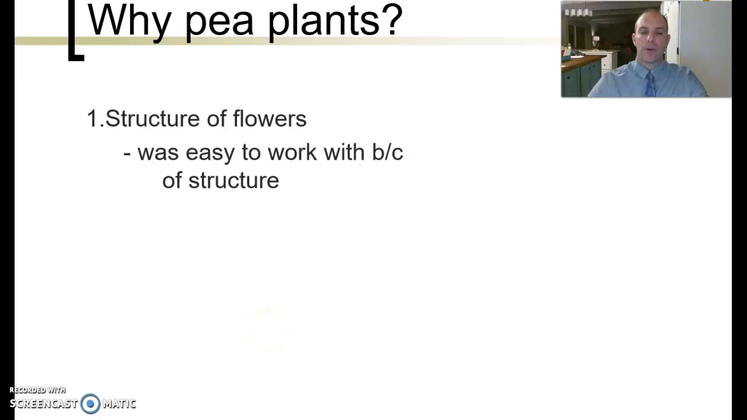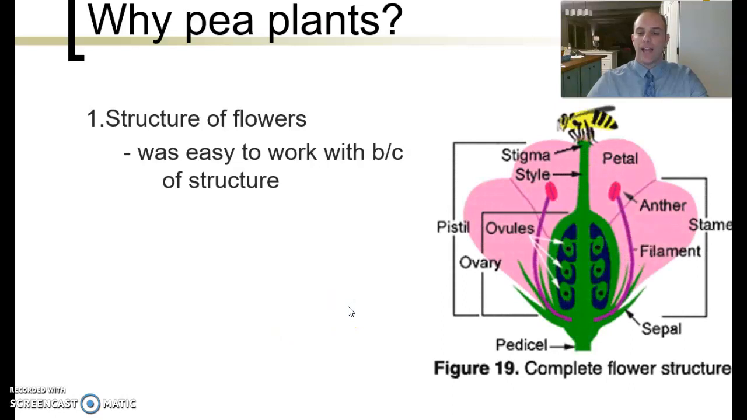Well, the structure of flowers are easy to work with. I'll show you here that the diagram on the side shows you that flowers have both male and female reproductive parts. And you'll see that the stamen, which has men in it, which is how you can remember it, has the anther and filament, which are the male reproductive parts. And the pistil, which is the female parts, have the sticky stigma here, the style, and the ovary. All right, these things are the female reproductive parts, which means you can self-pollinate a plant.